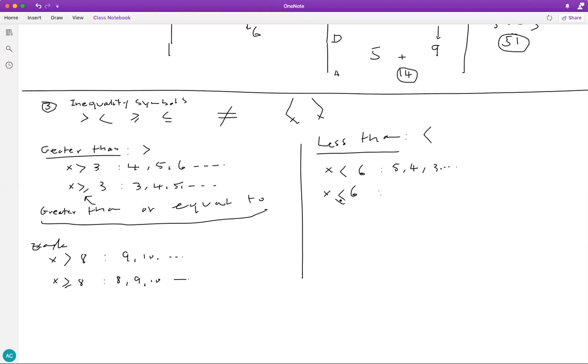Whenever you see "or equal to," start from that number itself. Either go down if it's less than or go up if it's greater than. So this is 5, 4, and so on. So that's basically the meaning of those symbols.